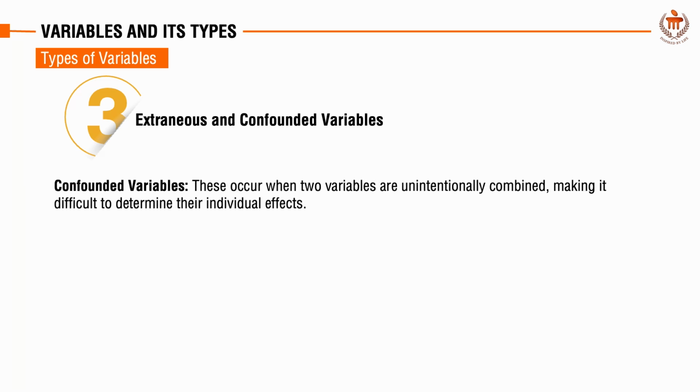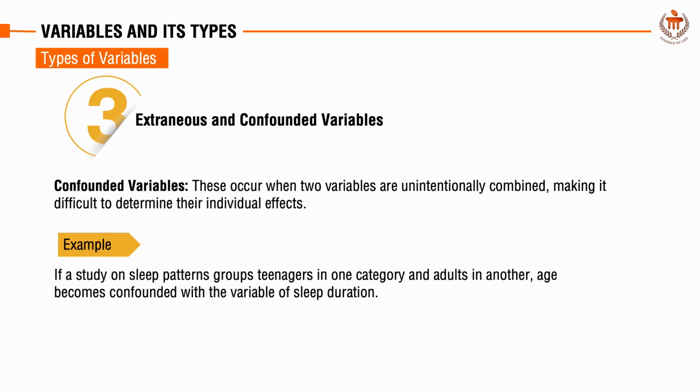Now, let's look at confounded variables. These occur when two variables are unintentionally combined, making it difficult to determine their individual effects. For instance, if a study on sleep patterns groups teenagers in one category and adults in another, age becomes confounded with the variable of sleep duration.